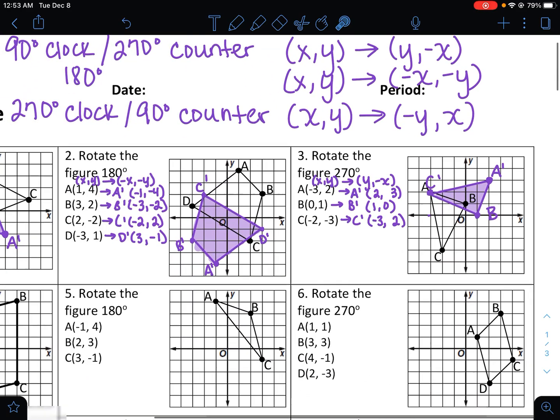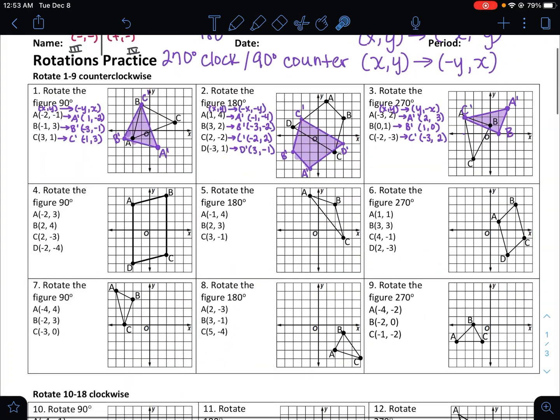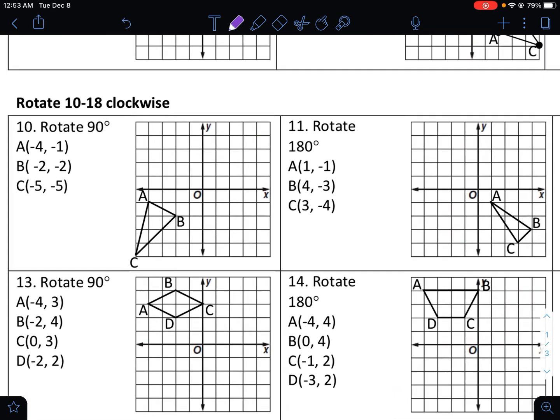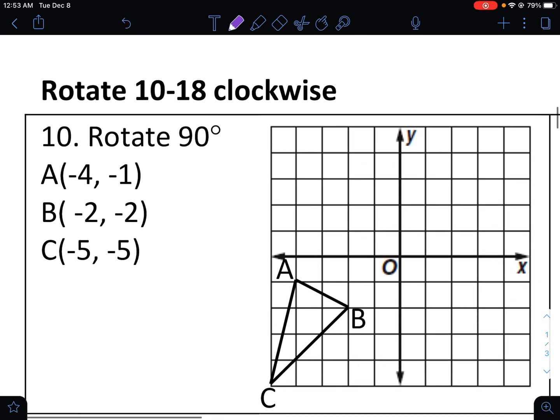All right. So those are your examples for the first section. Let's go down to clockwise. All right, so for a 90-degree clockwise rotation, the rule is the same for a counterclockwise 270 rotation. So that means it's going to be y negative x again.